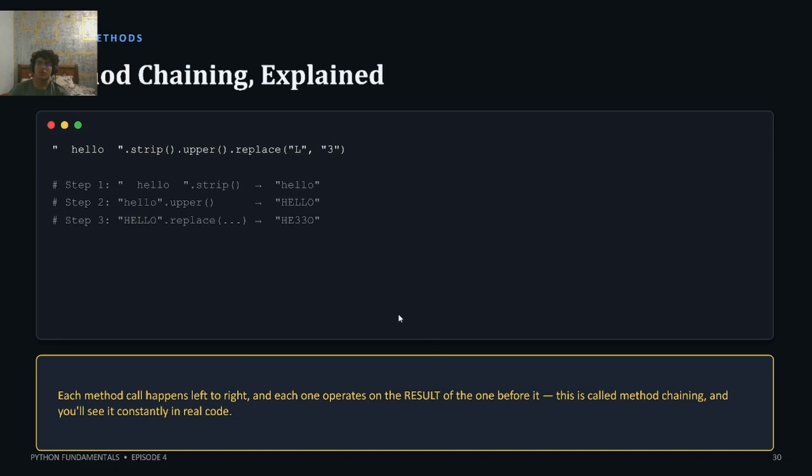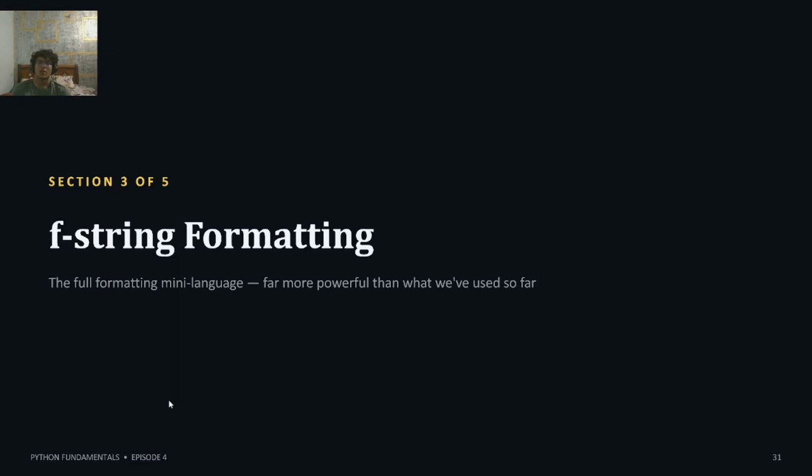Let's move on to the next one. See, each method call happens left to right, and each one operates on the result of the one before it. इसमें लेफ्ट से राइट को जाते हैं, इसमें कोई प्रेसिडेंस नहीं है, जैसे ऑपरेटर्स में प्रेसिडेंस थी, वैसी प्रेसिडेंस इसमें नहीं है। तो इसमें हमेशा लेफ्ट से राइट चेनिंग होगी। Let's move on to the next section, f-string formatting.